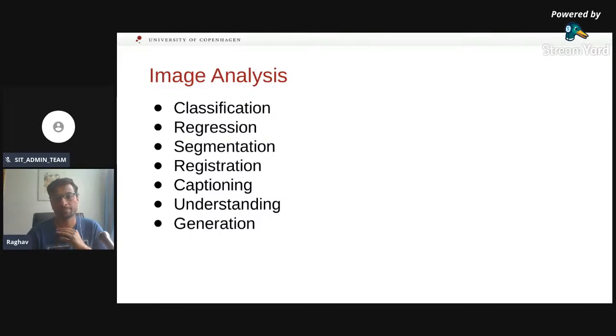So you plug the image data into a computer program, and then you want to perform different tasks. Now, the most common tasks are classification, regression, and segmentation. I'll try to quickly give an overview of what each of these tasks is.